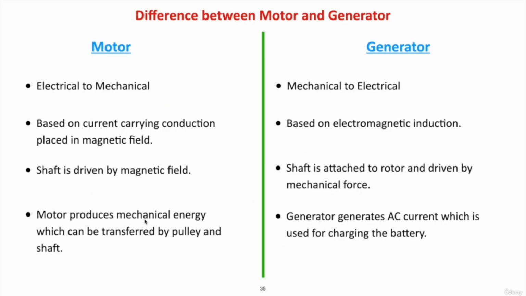A motor produces mechanical energy which can be transferred by pulley and shaft. So if we want to drive wheels, we can just use the pulley and shaft system to drive our wheels. A generator generates AC current which is used for charging the battery. So the generator is the main component used for regenerative braking to charge the HV battery, whereas the motor is used to drive the wheels.